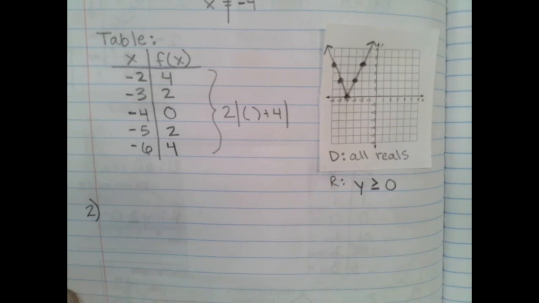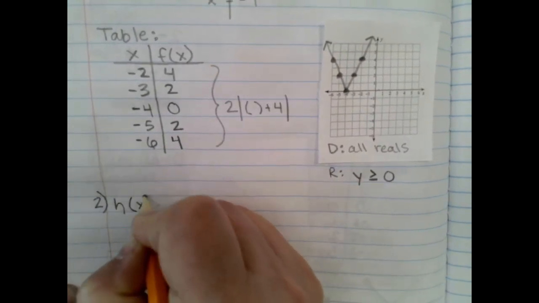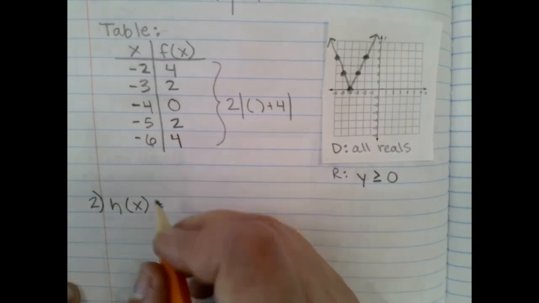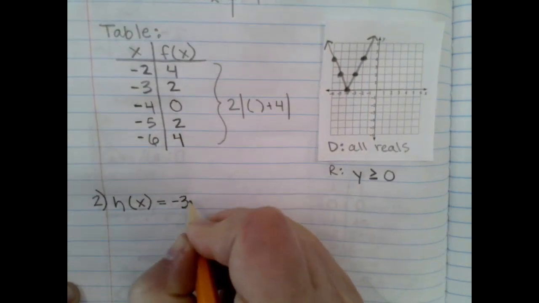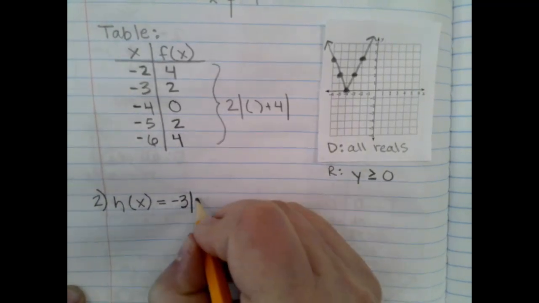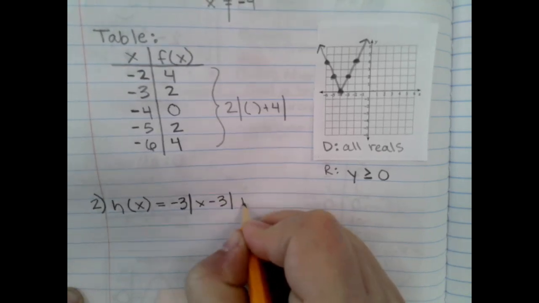Number 2, we have h of x equals negative 3 absolute value of x minus 3, and then plus 4.